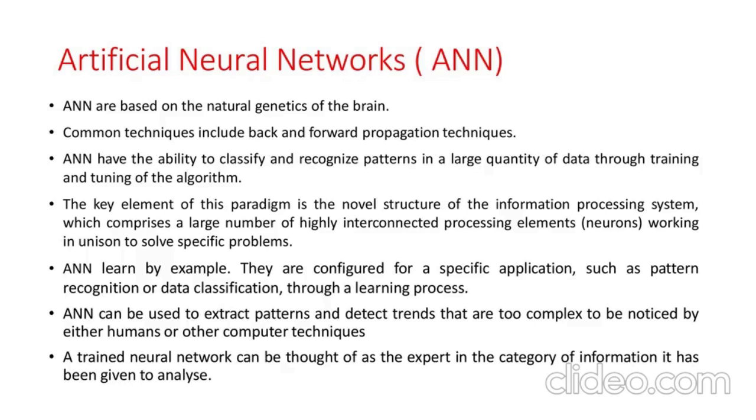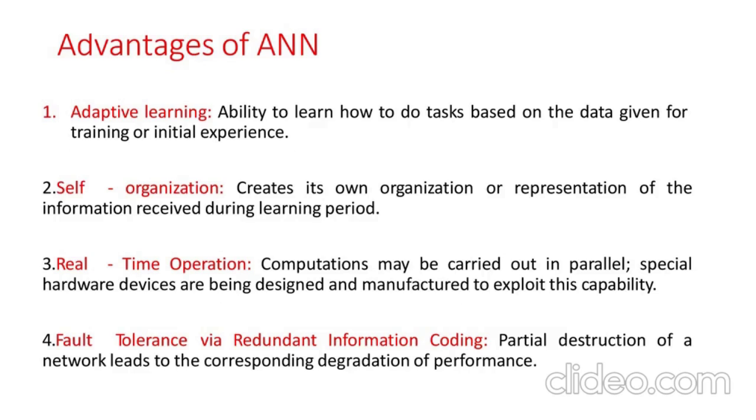Artificial neural networks are modeled on the natural neurons of the brain. The common techniques include back and forward propagation techniques. They have the ability to classify and recognize patterns. ANNs learn by example, and they are configured for a specific application. ANN can be used to extract patterns. A trained neural network can be thought of as an expert in the category of information it has been given to analyze. The key element of this paradigm is the novel structure of the information processing system, which comprises a large number of highly interconnected processing elements.